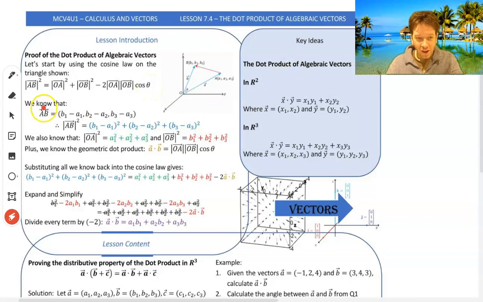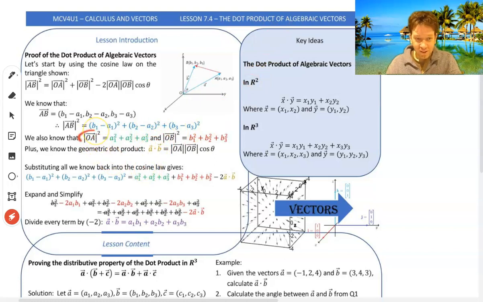Now, we also know that AB, we can calculate that by using the difference in the positions for B and A. So we do B1 minus A1, that's our x coordinate for AB. Similarly, B2 minus A2 is our y coordinate, and B3 minus A3 is our z coordinate. And then we can find the magnitude of that squared by using our Pythagorean theorem in 3 dimensions, and we just square and add each coordinate, like so, which I wrote in blue because we're going to use that later as we substitute it into a different equation.